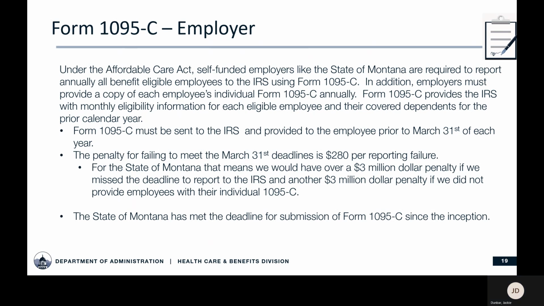The penalty for failing to meet the March 31st deadline is $280 per reporting failure. For the state of Montana, that means we would have to pay over $3 million penalty if we miss the deadline to report to the IRS, and another $3 million penalty if we did not provide employees with their individual 1095-C. The state of Montana has met the deadline for submission of Form 1095-C since the inception.